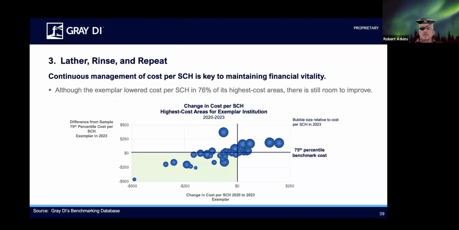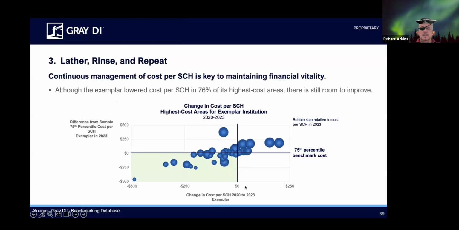So when you look at the exemplar institution and you take the highest cost areas that they had, what they managed to do is reduce the cost of those in almost 76% of those instances. So this is cost per credit hour, and from here over, that cost per credit hour came down, and it came down below the 75th percentile. So this 0 is effectively when the cost is equal to the 75th percentile. And you can see they got most of their programs back down to that level and many of them below. Still got some work to do though. They had a couple here that are well above the 75th percentile in our benchmark data set. So that's a way of keeping track.